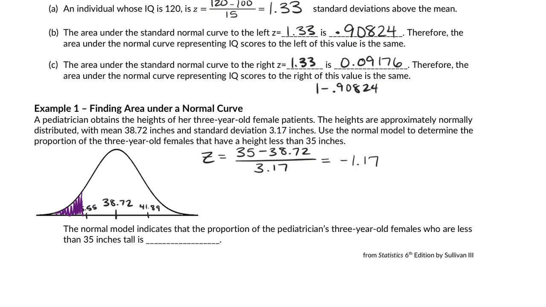Negative 1.17, I believe. Confirmed? Okay, cool. So we have a z-score. The conclusions that we draw, knowing that we can now normalize this to a graph that does not have a mu of 38.72, it has a mu of 0 and a standard deviation of 1, are the following. The probability that x would be less than or equal to 35 would be the area underneath the curve given that the z-score is equal to negative 1.17.